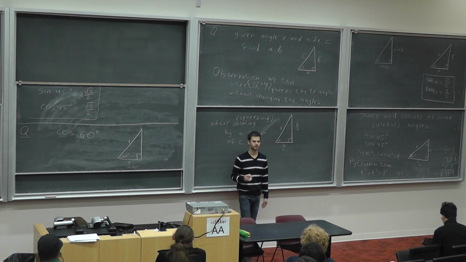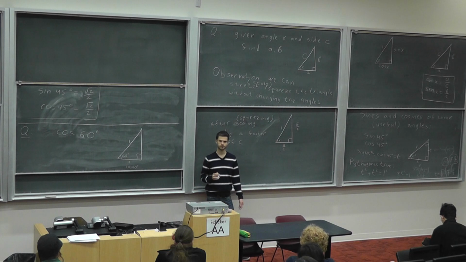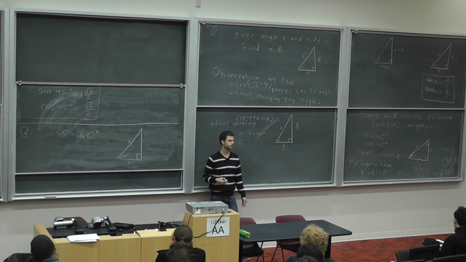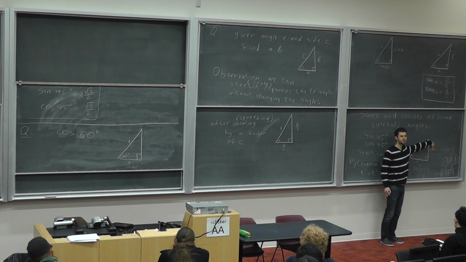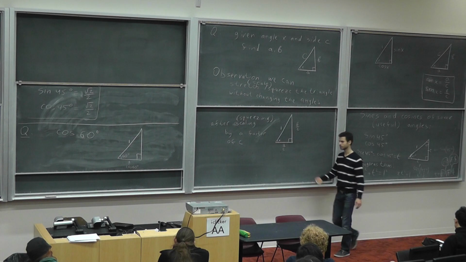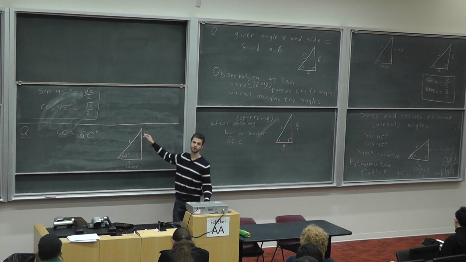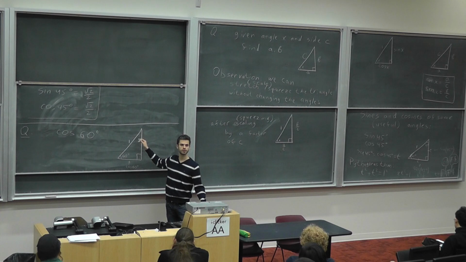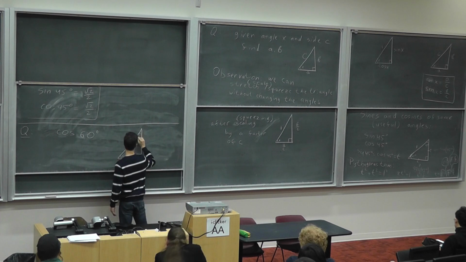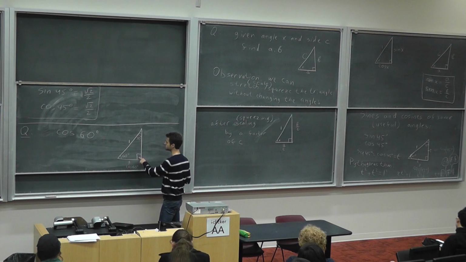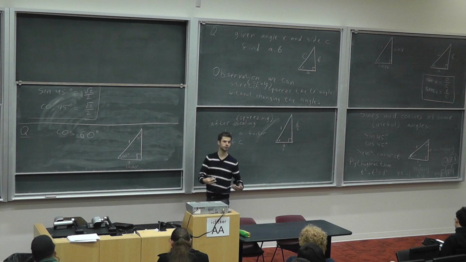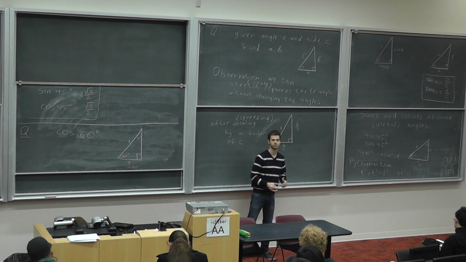Any ideas? Alright, let me give you a hint. The first step that we did here was find the other angle. Let's do the same here. What is the other angle? 30, yes. So here we have 60 degrees, 90 degrees, and what's left to complete the 180 is 30 degrees.